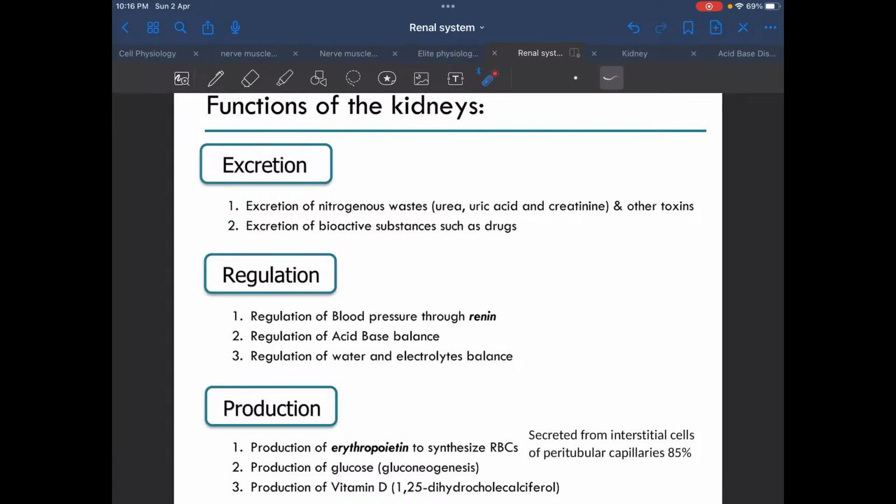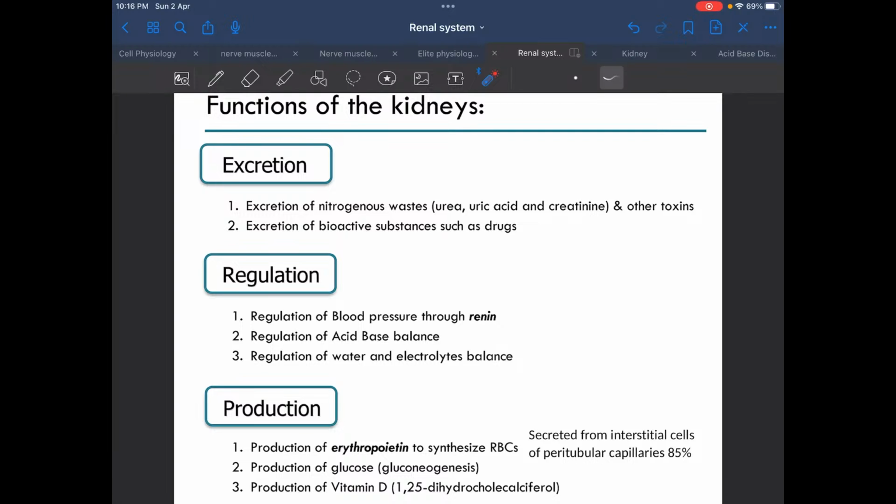All right. Okay. So what are the different functions of the kidneys? One is the excretion of nitrogenous waste like urea, uric acid, and creatinine, and other toxins present in our body. Second is the excretion of bioactive substances like xenobiotics or drugs, right? The second function of the kidney is regulation. What does it regulate? The regulation of blood pressure through renin. We saw the renin-angiotensin-aldosterone system, the long-term mechanism of regulation of blood pressure. Second, we have the regulation of acid-base balance, which we'll discuss in another video. And third is regulation of the water and electrolyte balance in our body. The third major function of the kidney is production. What does it produce?